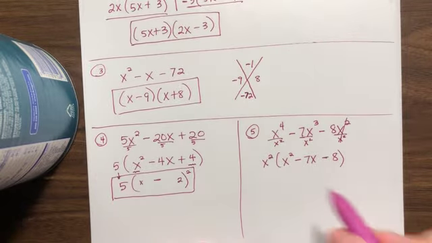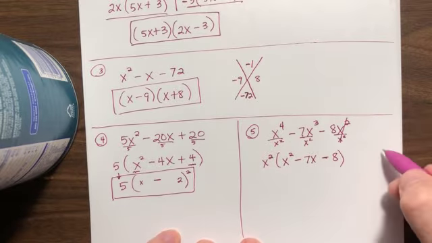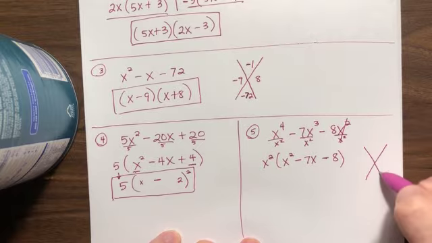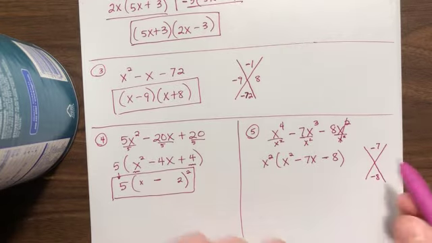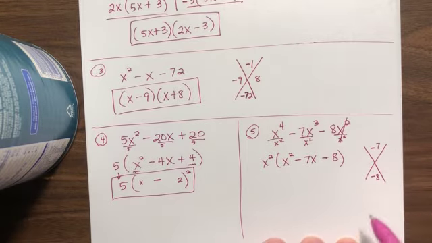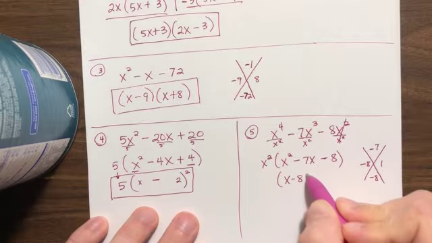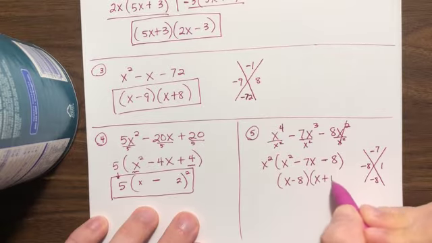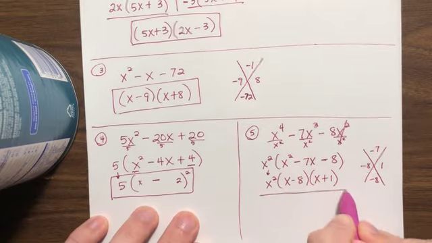Okay? Now what I'm left with is a trinomial, and they're not perfect squares on the end, so I'm going to do the old x method over here. -7 up here, -8 down here, and then I say, what 2 numbers multiply to give me -8, and subtract to give me -7. -8, +1. Yeah? That works. So this becomes x minus 8 and x plus 1. Don't forget your x squared in front.